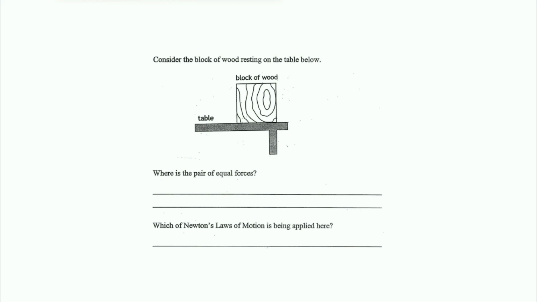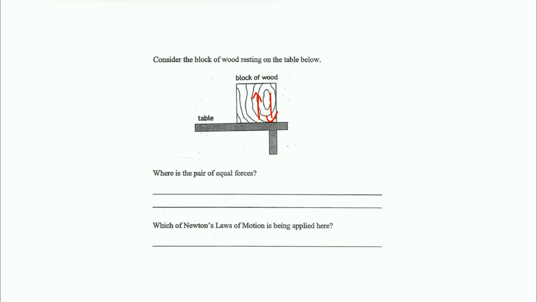Now, this next question actually also is dealing with the pairs of forces. Okay, so we have the gravitational force pulling the block of wood down. We have the supporting force of the table pushing the block of wood back up. Equal but opposite forces. This is Newton's third law of motion. So the gravity is trying to pull the block down.